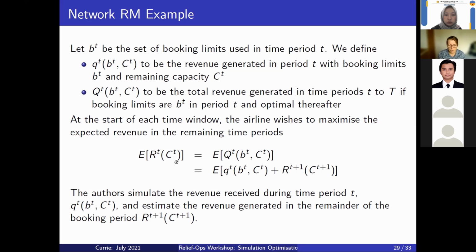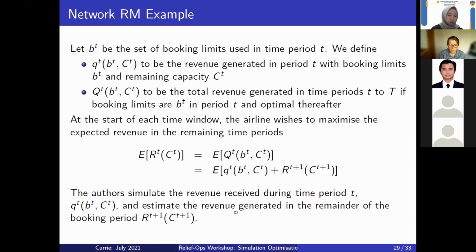And the expected total revenue is going to be this expected value of QT when I've set these particular booking limits, which is going to be what I get in this period plus what I will get if I do the optimal thing in the next period and keep going onwards. So this RT is just this QT as well.